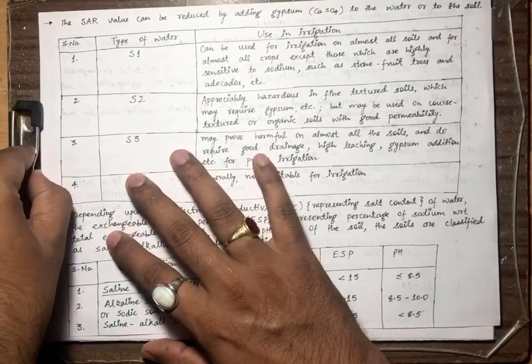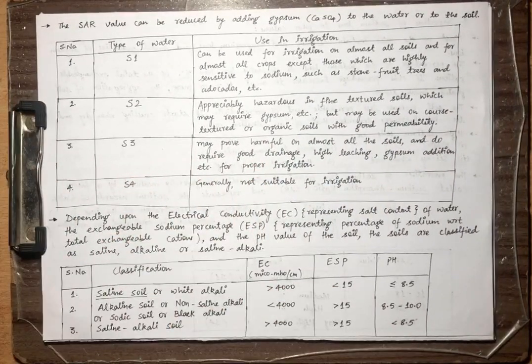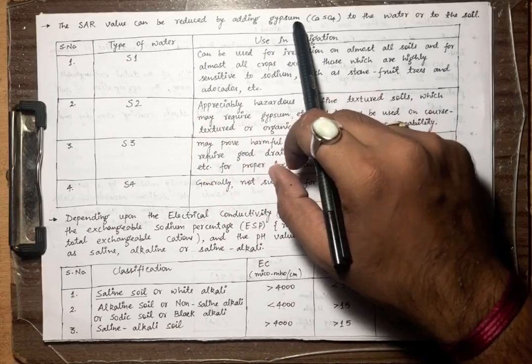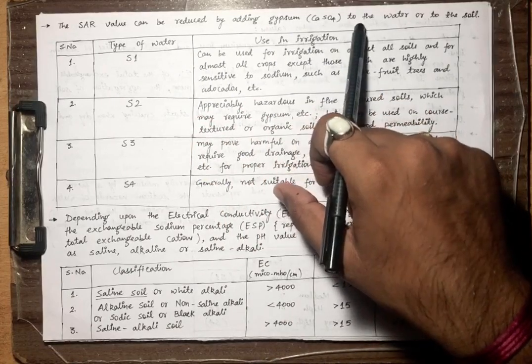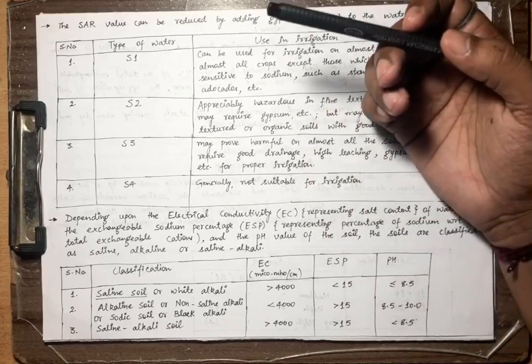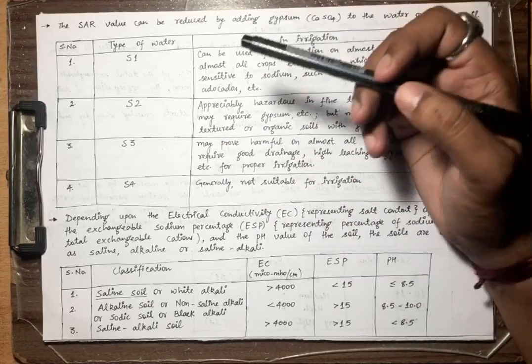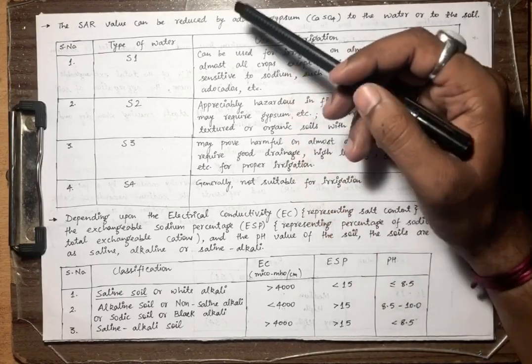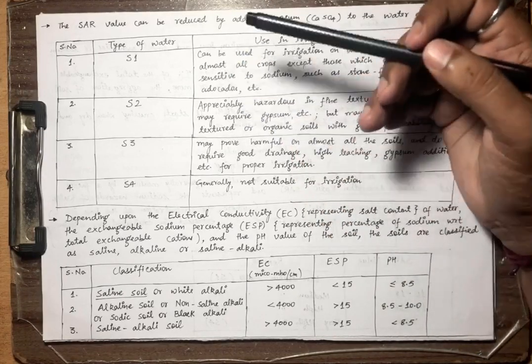Now let us see, depending upon the SAR value, how that particular type of water can be used in irrigation. The SAR value can be reduced by adding gypsum, CaSO4, to the water or to the soil. If there is a very high sodium presence, we will add gypsum to that water, or we can directly apply gypsum to the soil.